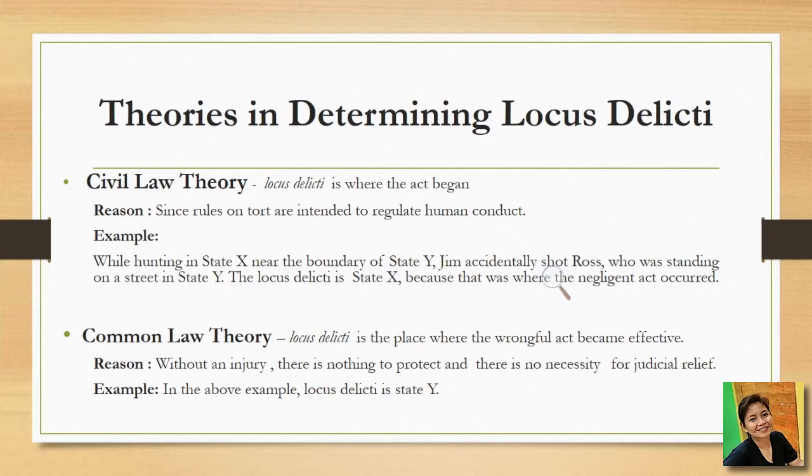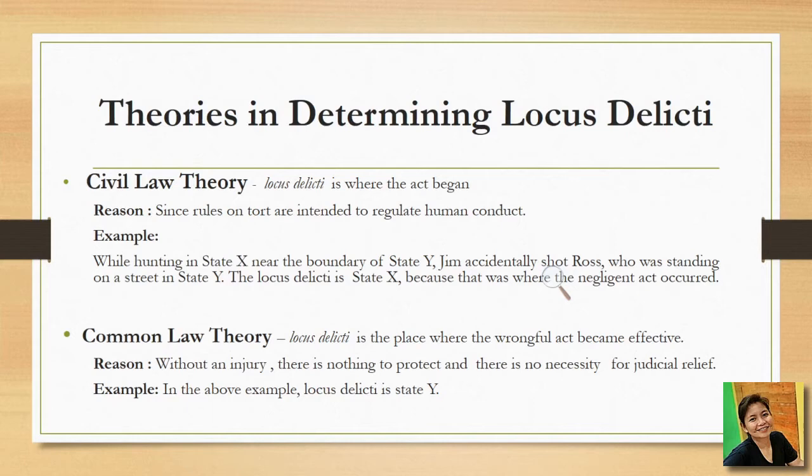This is so since the rules on tort are intended to regulate human conduct such that the person who willfully and negligently acts contrary to the social norm must be held liable for the injury caused. Example of which is, while hunting in State X near the boundary of State Y, Jim accidentally shot Ross, who was standing on a street in State Y. Here, the locus delicti is State X, because that was where the negligent act occurred.